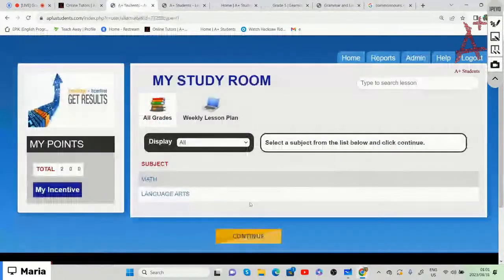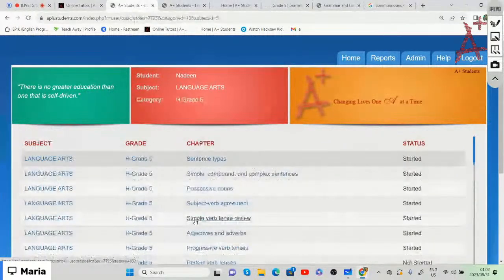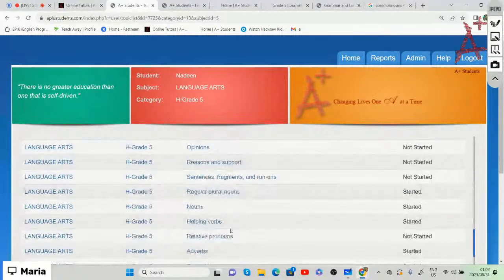you are then going to select the subject of language arts, which is English. All right, and then grade 5. All right, so once we have selected the subject of language arts, grade 5, we are going to scroll down the chapters up until we get to nouns. And then we are going to select the chapter of nouns.